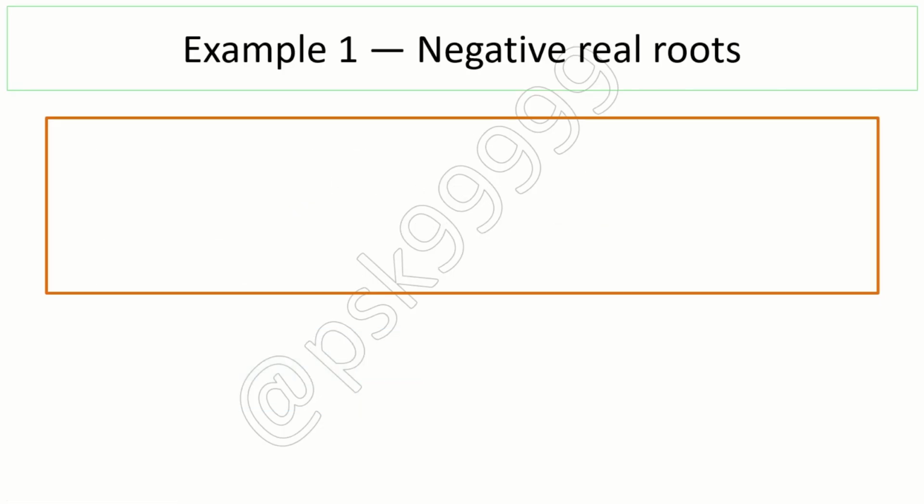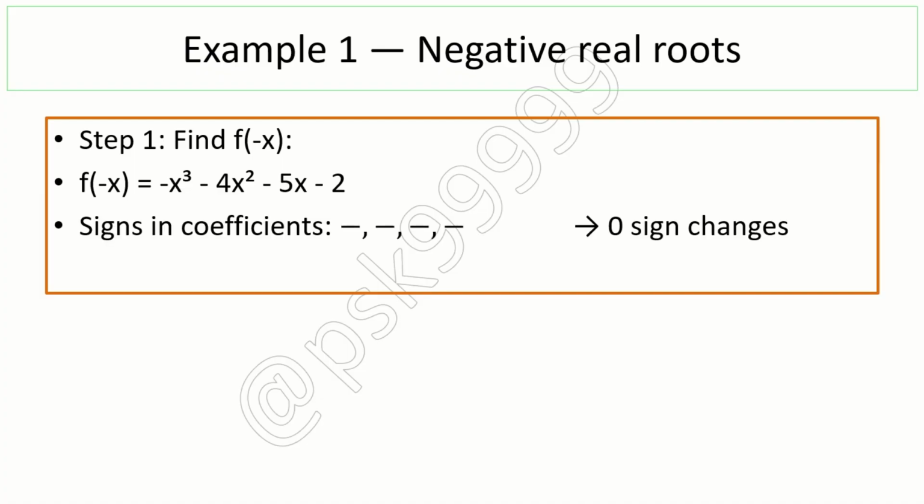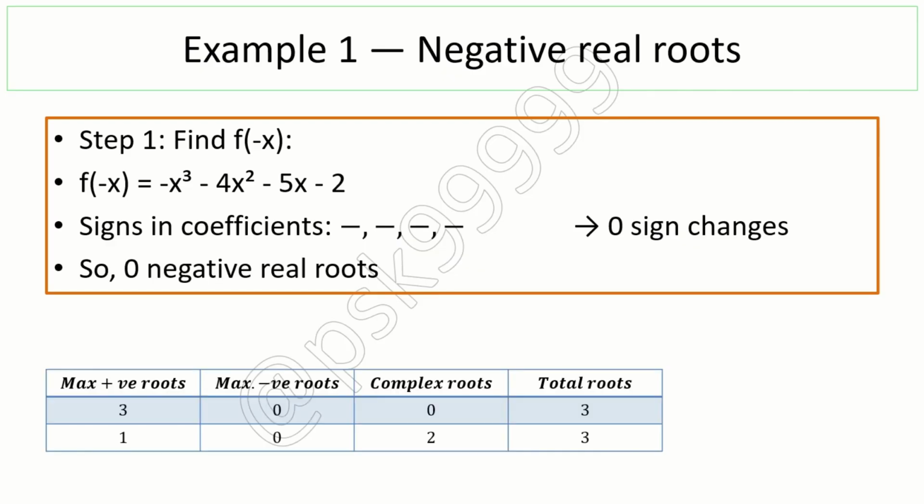Now, for negative real roots, I said first you have to do f of minus x. So f of minus x is minus x cube minus 4x square minus 5x minus 2. The signs are all minus, so there is no change in sign. So there are no negative real roots for this one. That is fixed. If the question asks how many negative real roots this polynomial has, you can confidently say it is 0.